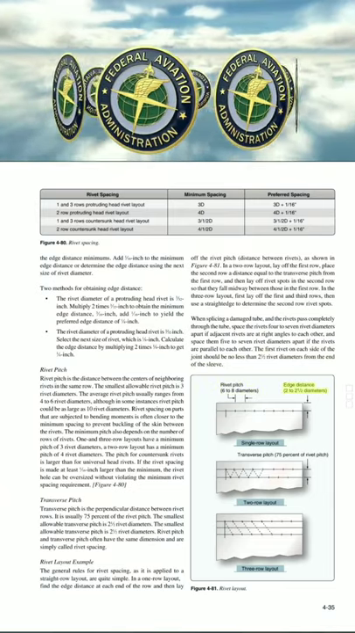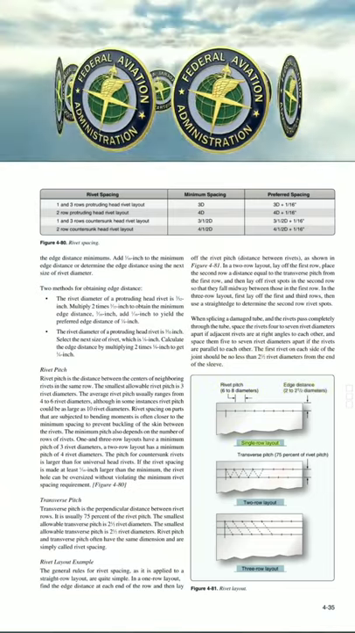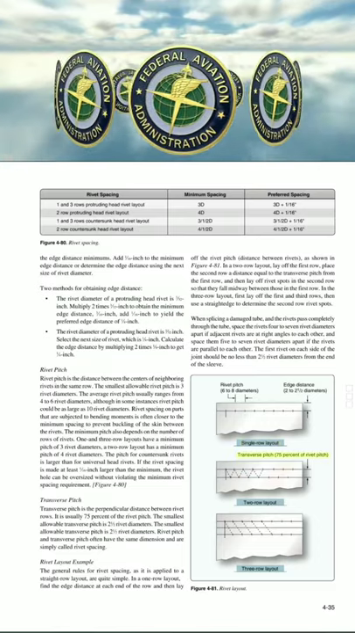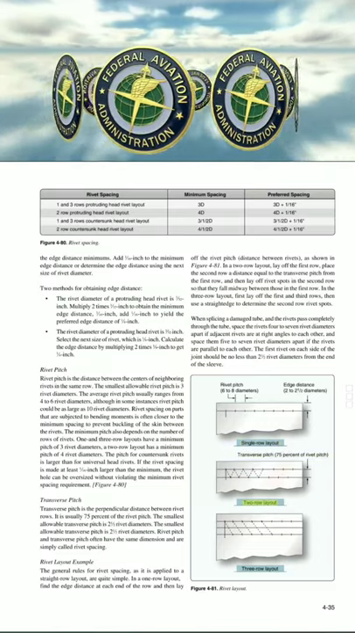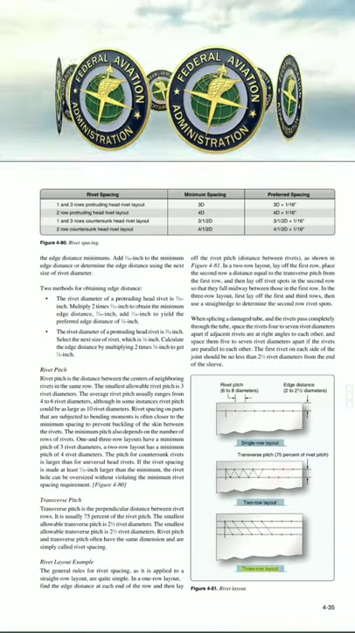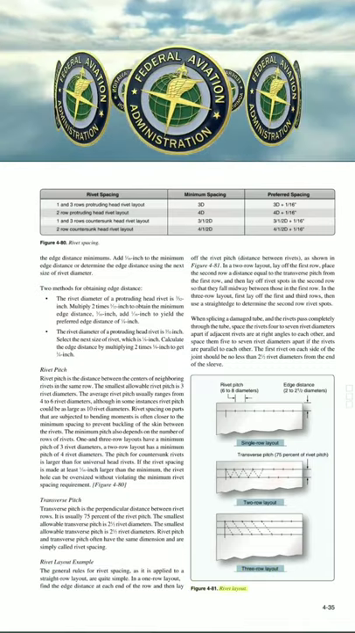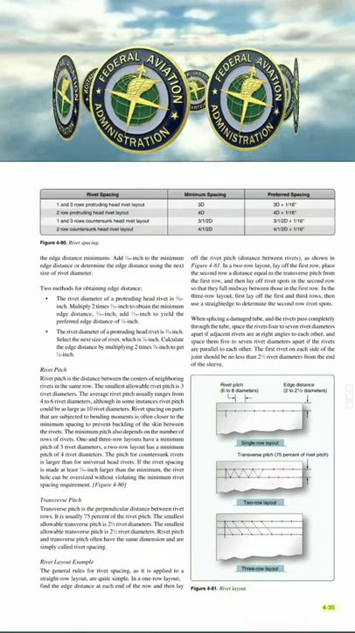Edge distance, 2-2-1/2 diameters. Single row layout. Transverse pitch, 75% of rivet pitch. 2 row layout. 3 row layout. Figure 4-81. Rivet layout.